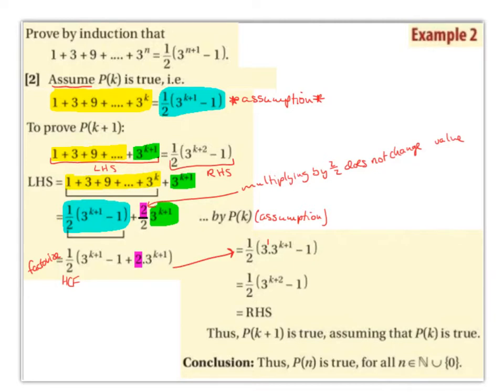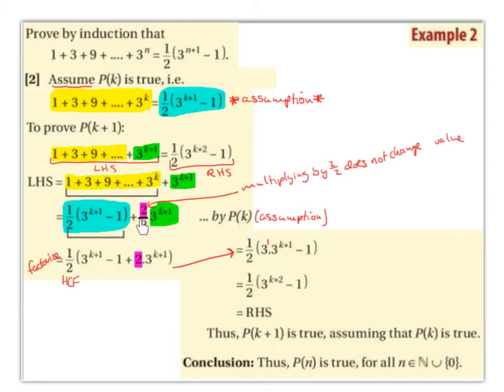And we still have plus 3 to the power of k plus 1. But what we're going to do is stick on in front of it 2 over 2, because similar to the previous example, we want to find a factor. We want to factorize both terms. Here's one term in blue, and here's the other term. We have two terms we want to factorize.